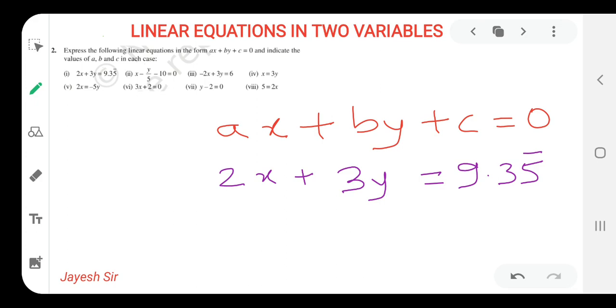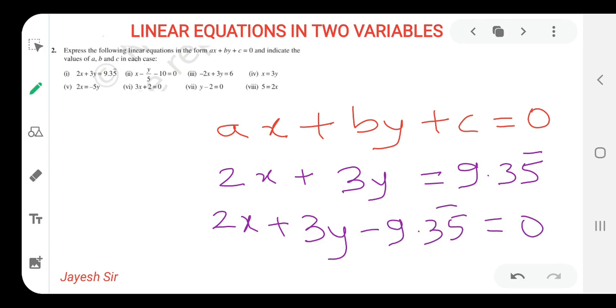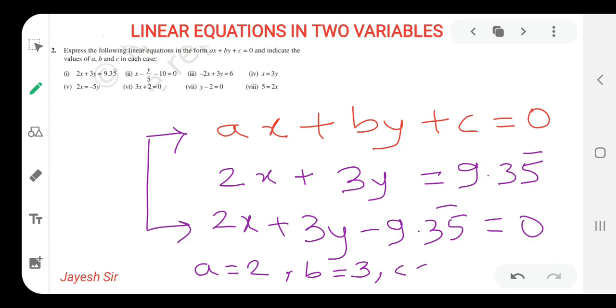Now there is nothing written for c, because on the right hand side what we want is 0. So 9.35 bar should be on the left hand side. So let us make it like this: 2x plus 3y minus 9.35 bar equals 0. Now you can see that these two equations are similar. So afterwards we will find the values of a, b and c. After comparing, ax equals 2x, so the value of a is 2. by equals 3y, so the value of b is 3. Now plus c equals minus 9.35 bar, so the value of c is minus 9.35 bar.